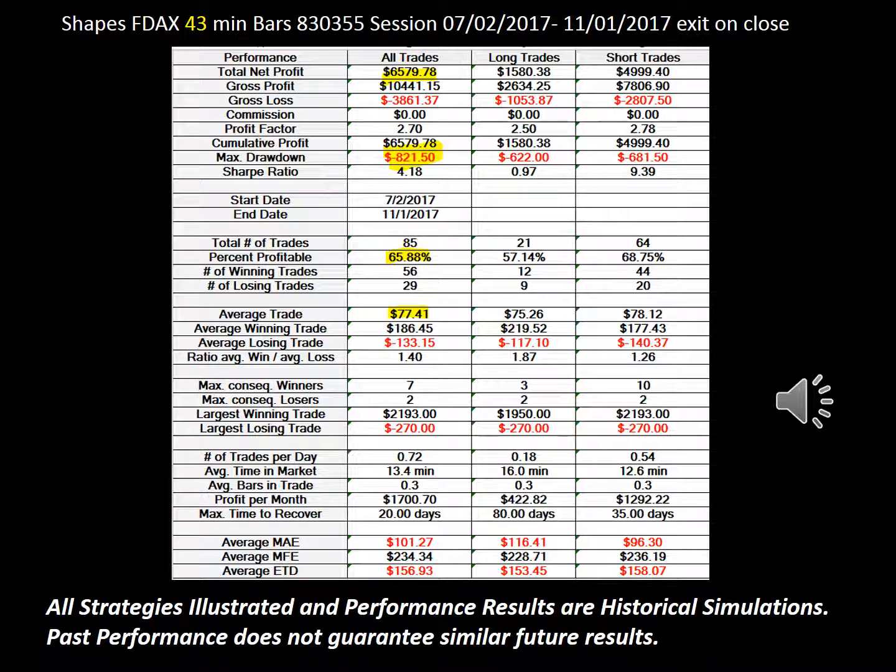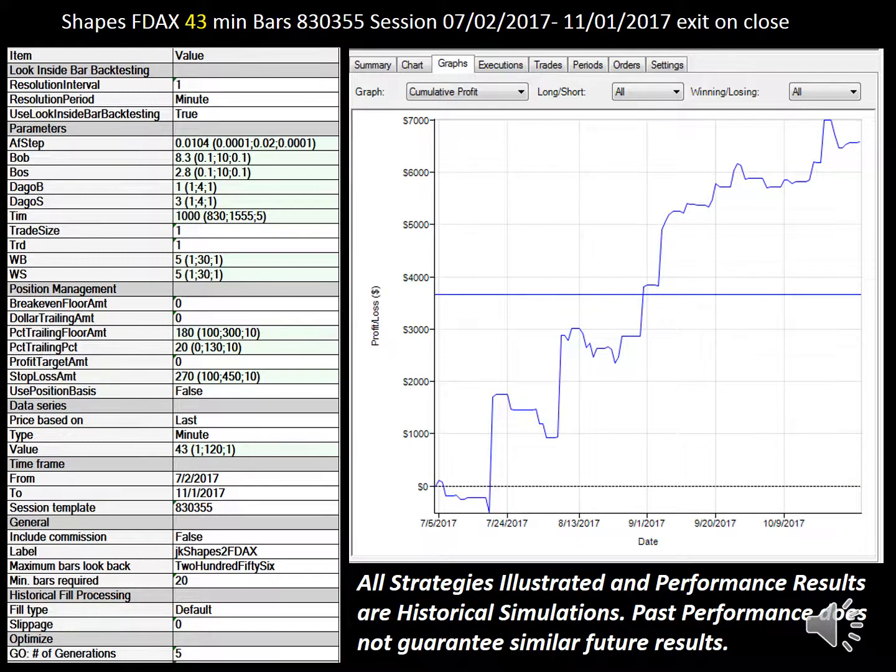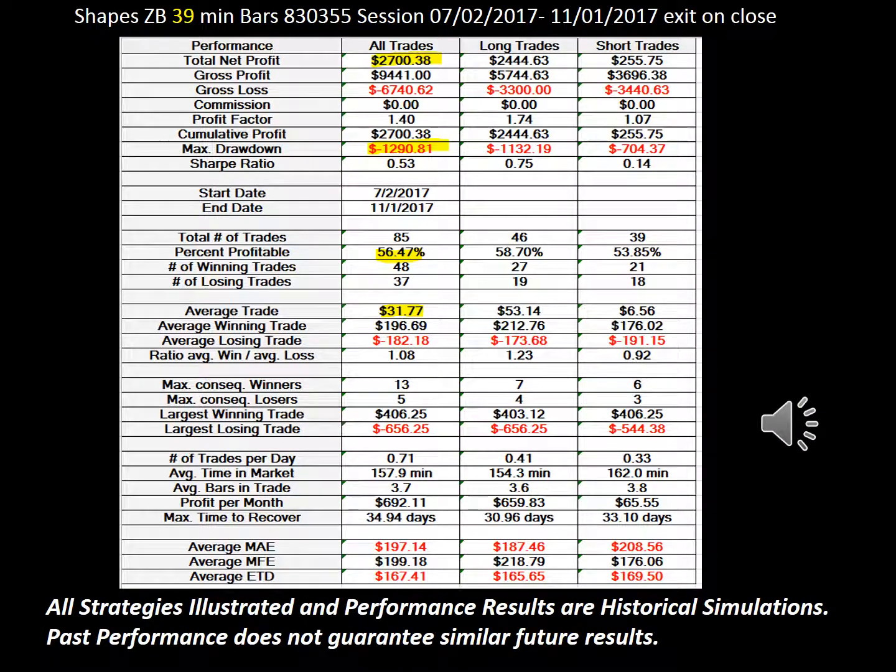Next up is the FDAX. It's a 43-minute bar showing $6,500 and $821 drawdown, 65% right. Daddy go to town number of $77.41. There's the FDAX settings. You can see it has a $270 stop loss. Once you make $180, it risks 20% of the profit, and that's that.